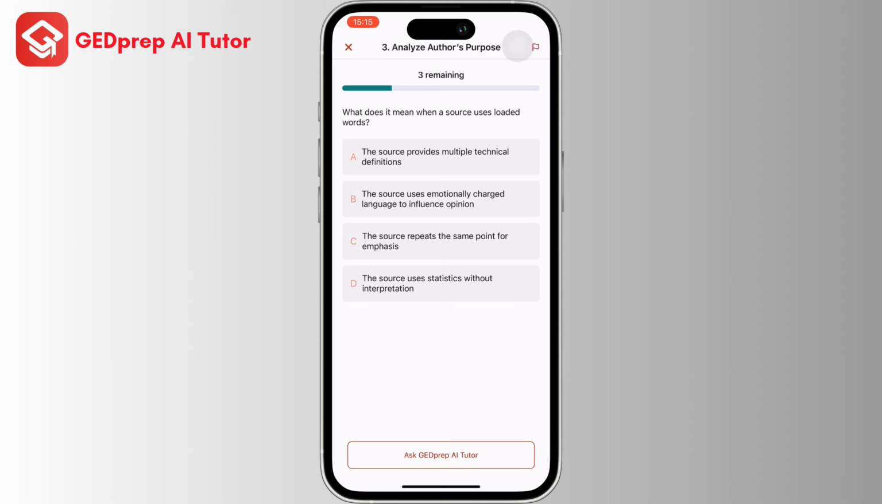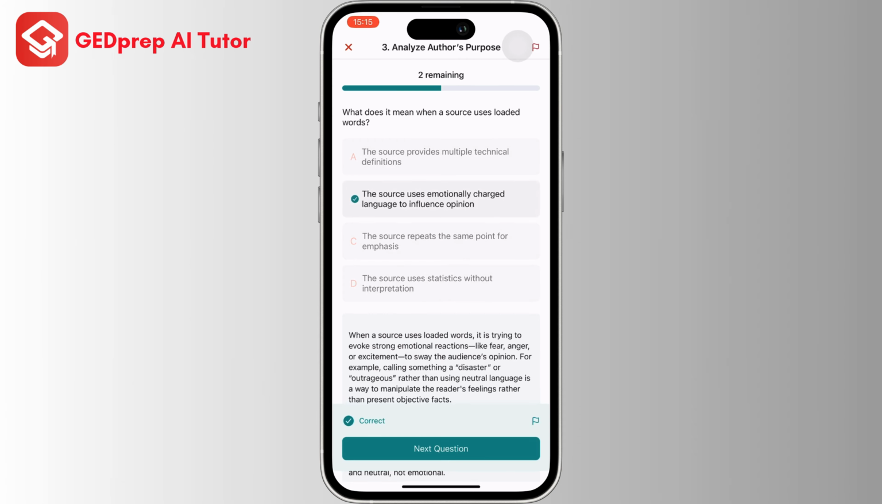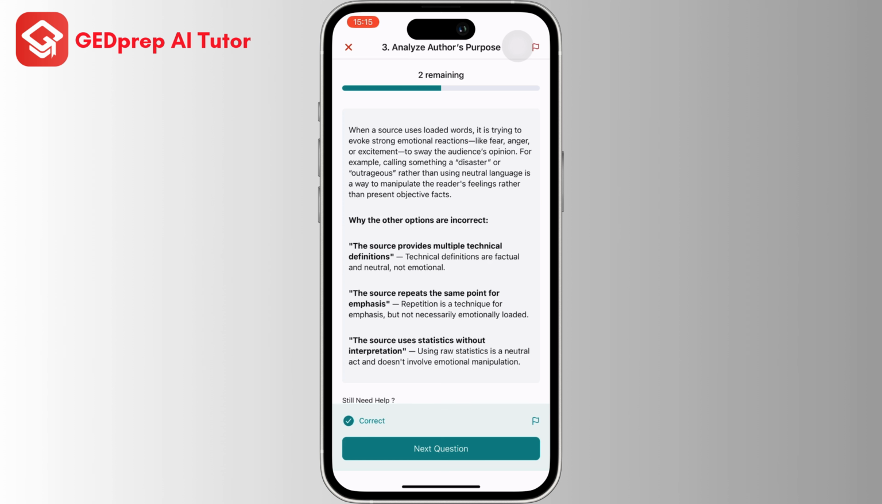The correct answer is, the source uses emotionally charged language to influence opinion. Explanation. Loaded words are used to evoke strong emotional reactions, such as fear, anger, or excitement, in order to sway the audience's opinion. Instead of presenting facts neutrally, the writer chooses dramatic words like disaster or outrageous to manipulate how readers feel.